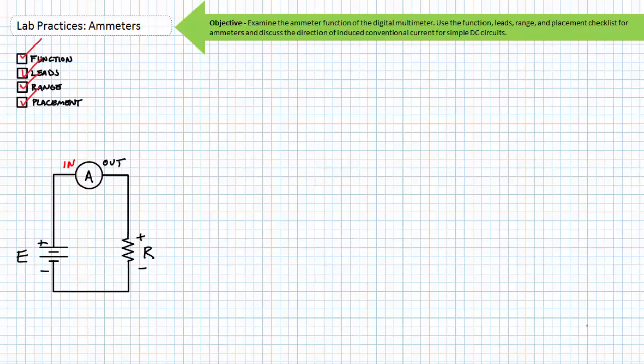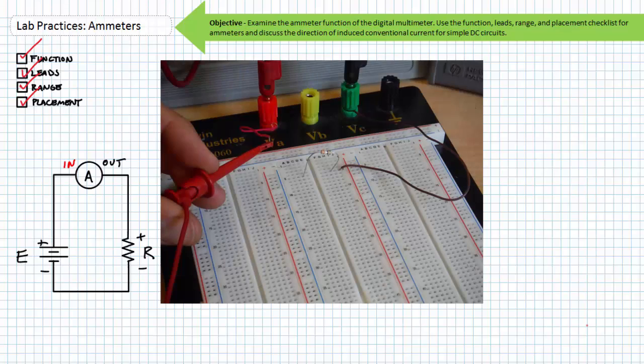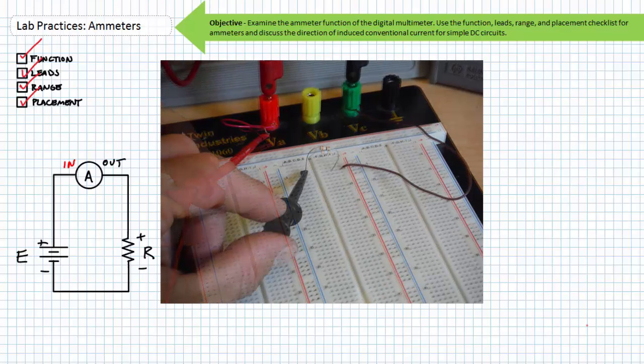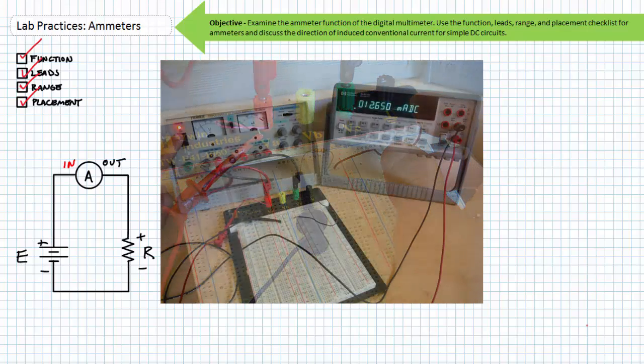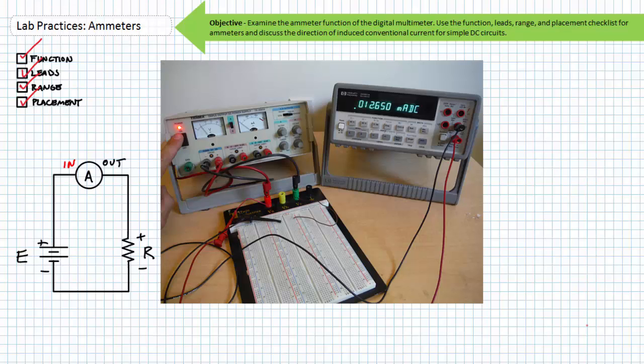Now build the circuit to correctly incorporate the ammeter. Out of the power supply, into our ammeter, out of our ammeter, into the resistor, out of the resistor, and back to the source. Turn the power supply back on. We're observing close to 12.7 milliamperes of conventional current traveling in the direction we anticipated.